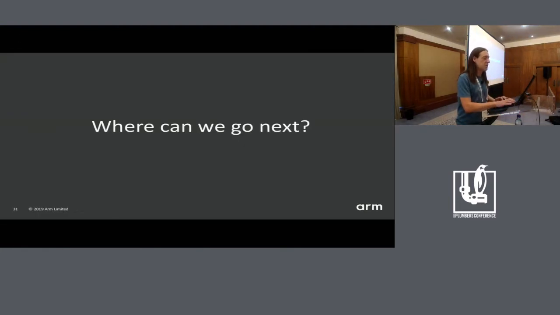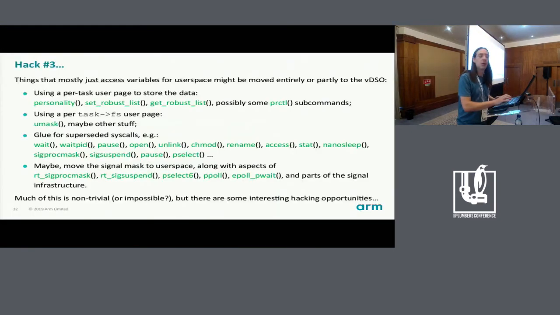If this can all be made to work, though, what might we be able to do? Well, there are certainly some things that might be removable from the kernel altogether, so personality and set_robust_list, which do little more than access a variable. If we have a suitable user page to store that in, we might just have the user library do those directly with no entry into the kernel. Some prctl commands might be amenable to a similar implementation. I haven't investigated that in detail yet.